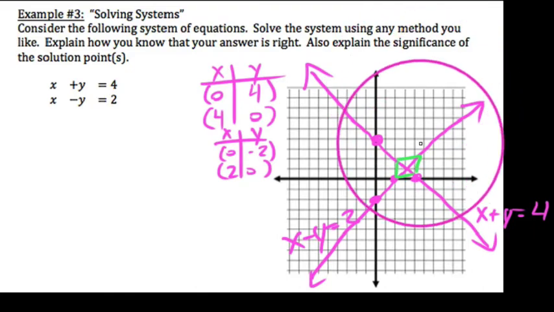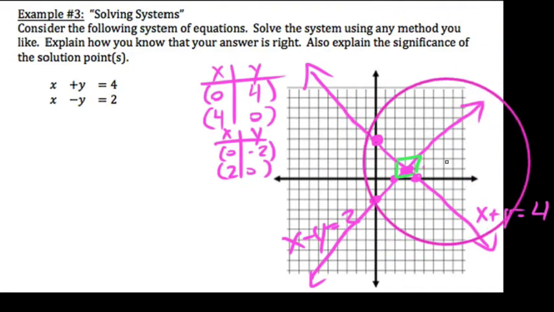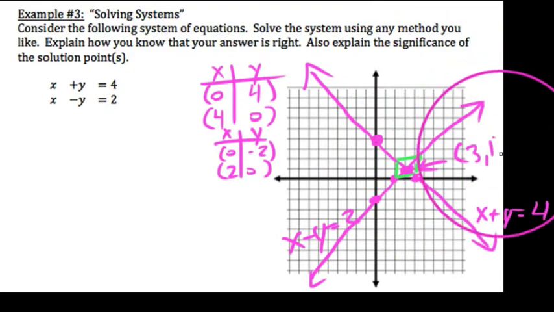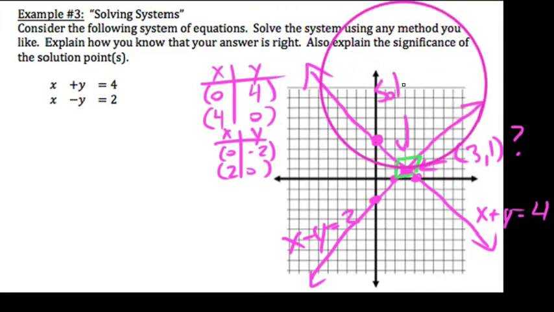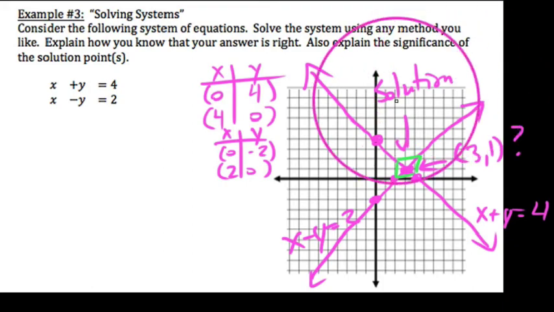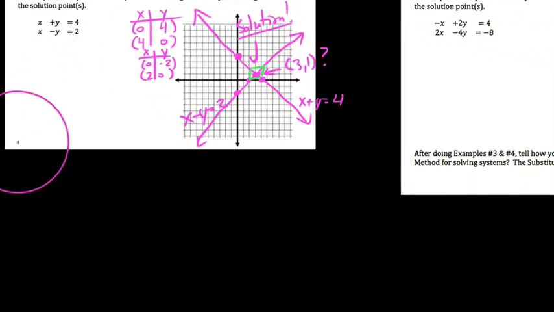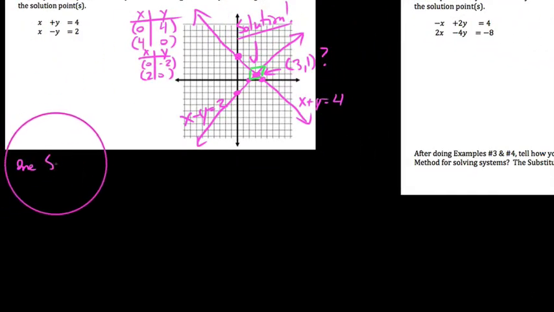So the first thing I want to note here is this. We have a suspected solution pair. I think this is the point (3, 1). I'm going to put a question mark after it. But we say this right here is the solution. So in terms of the number of solutions, we say it has one solution. So we say one solution.